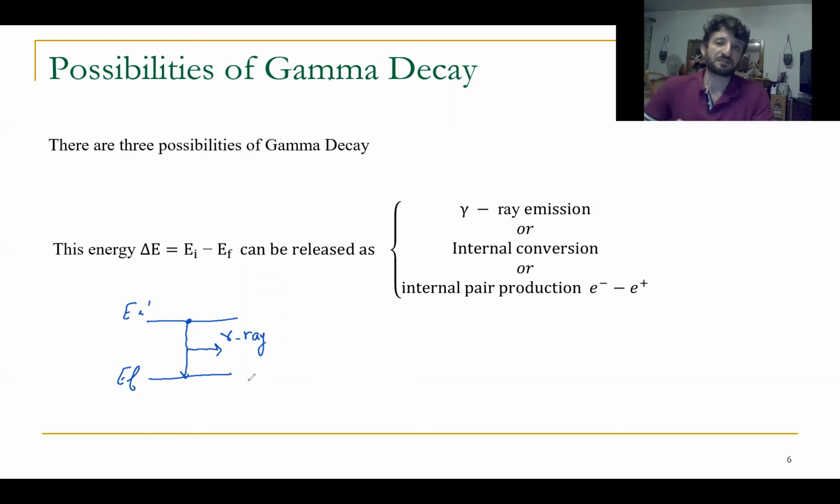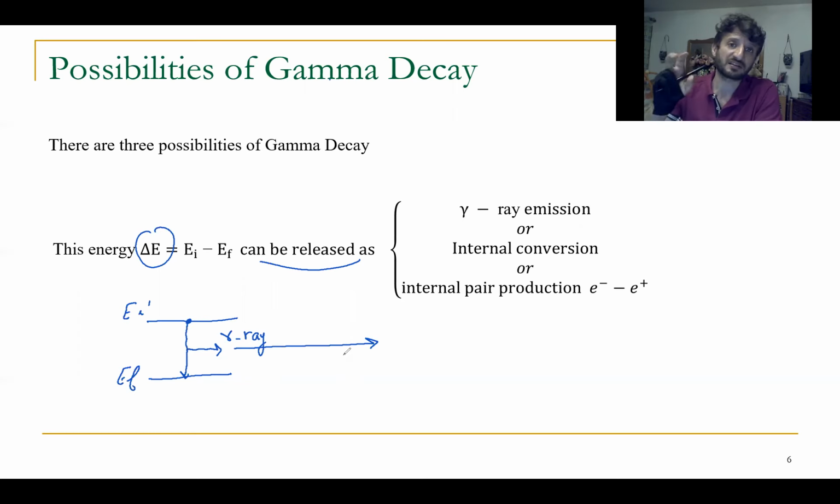Okay, I will explain briefly in the next slide. I will explain each one in detail. First of all, this energy can be released as gamma ray emission. It means the gamma ray will go out of the atom and we can detect the gamma ray outside the atom.